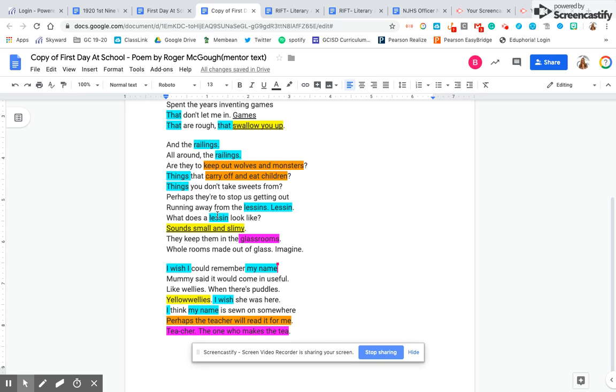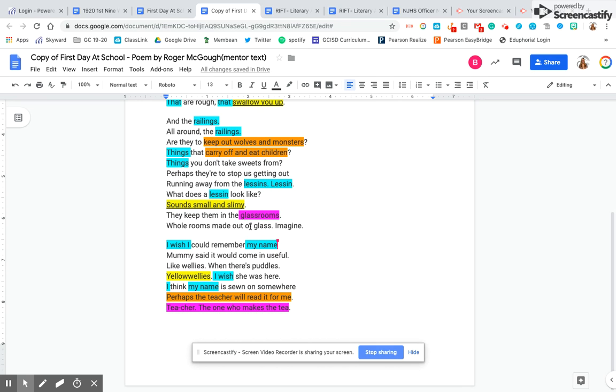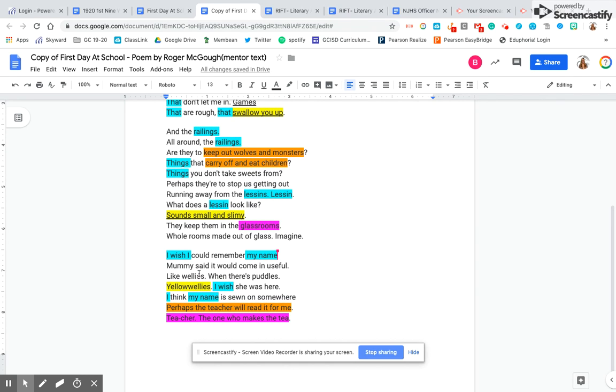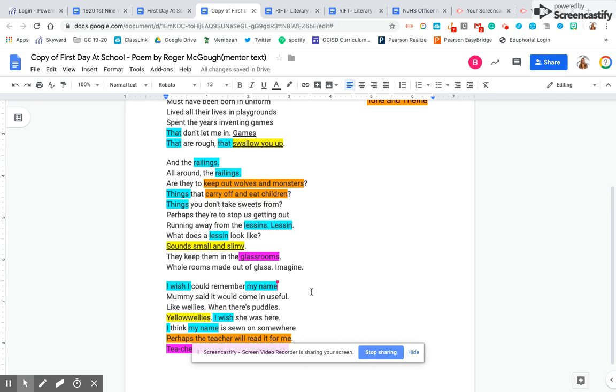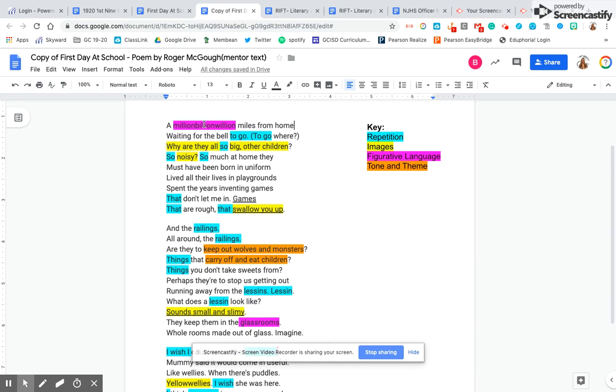And then it talks about how the lessons sound slimy and small, right? That's appealing to our senses. So we want to highlight that too. And then it also talks about puddles, yellow wellies. If you don't know what a welly is, it's actually a yellow rain boot. So he's talking about puddles and yellow rain boots. It gives you that mental image of maybe when you were young dancing in puddles in your rain boots. So now we've highlighted our images, we're going to move on to our figurative language.